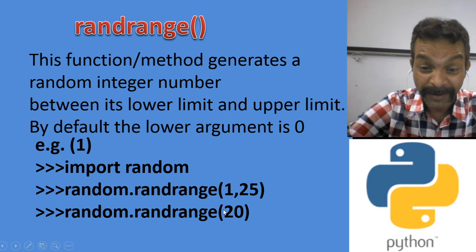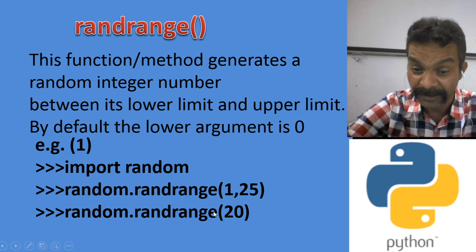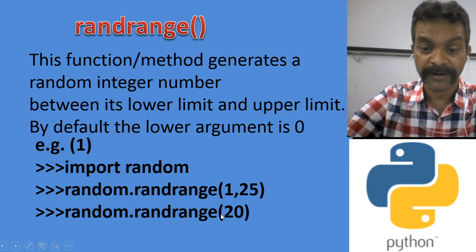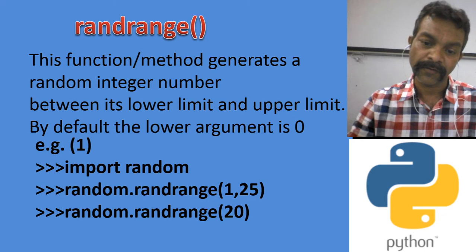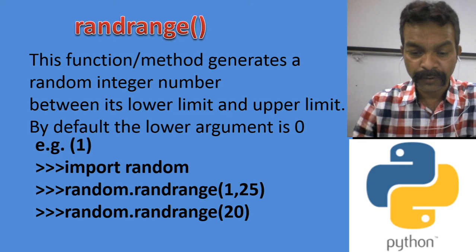So what number will be generated by the randrange function? Definitely between 0 and 20. 0 and 20 will not be included, except 0 and 20 all numbers can come. For example 1, 2, 3, 4, 5, 6, 7, 8. So I think you understood.